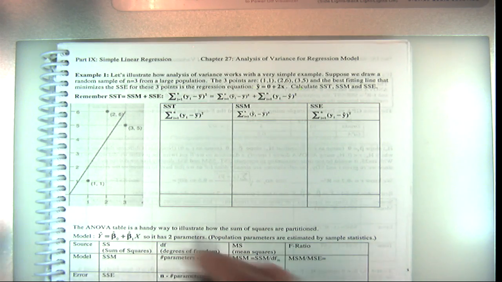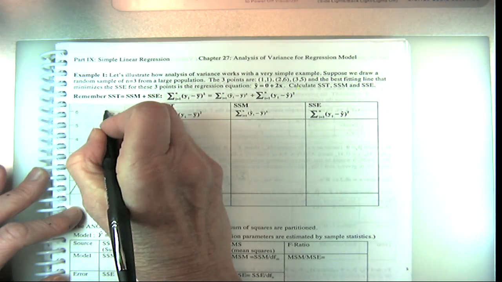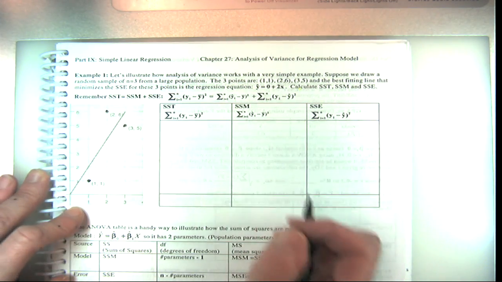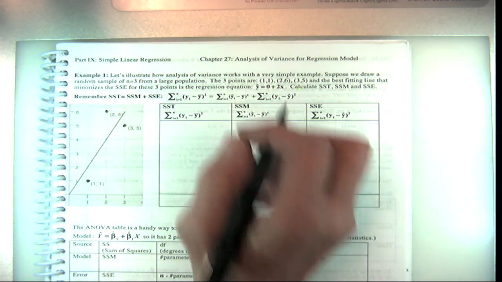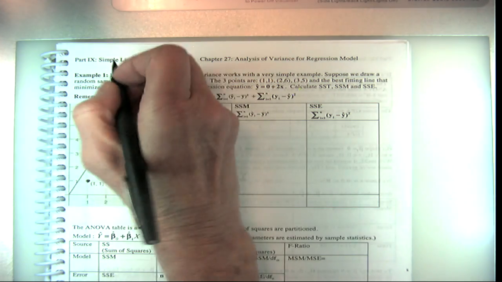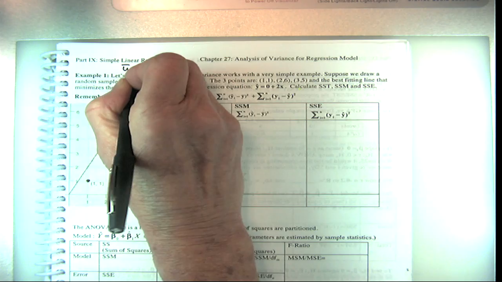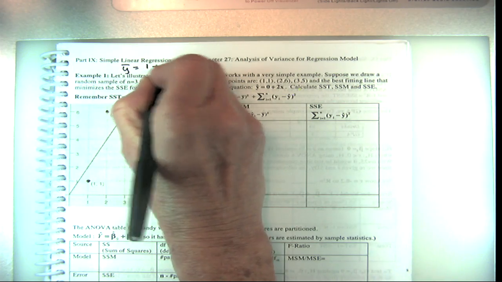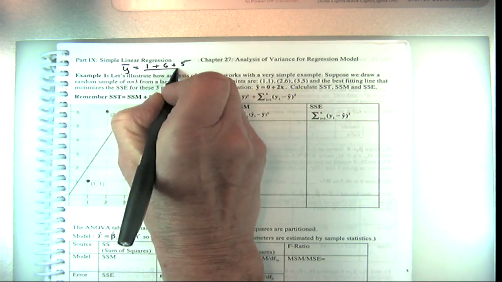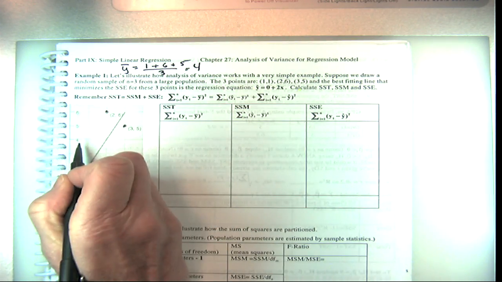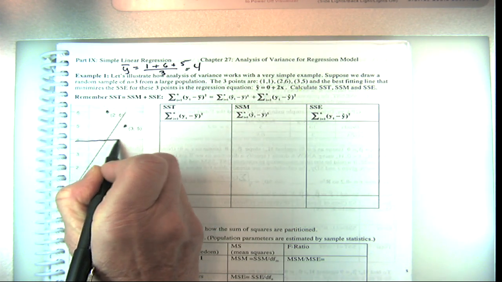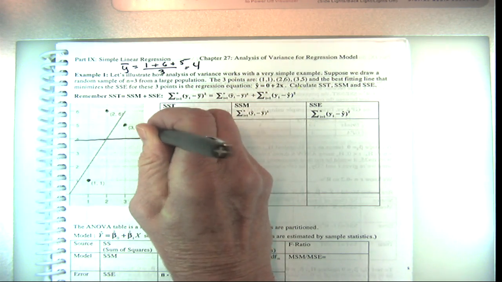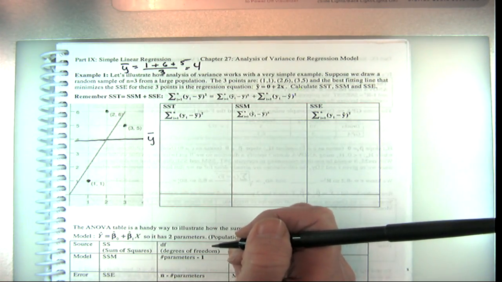All right. So let's look at this. We've got 3 points, this point, this point, and this point. And now we have to get the average. So let's get the average of our 3 points, just the average of the y's. We're going to take those 3 y's, 1, 6, and 5, and divide them by 3, and we get 4. So right here is y bar.